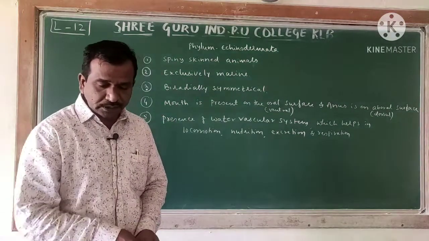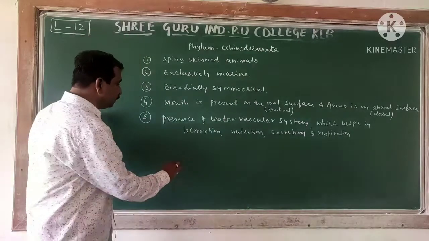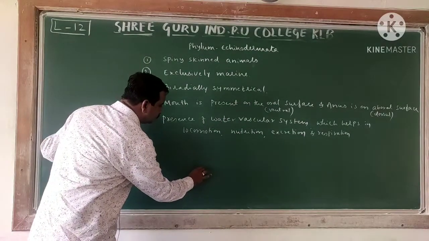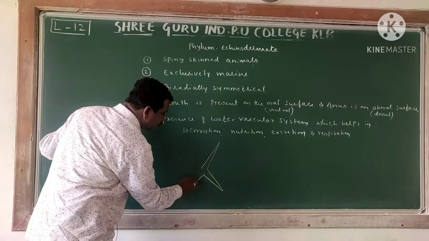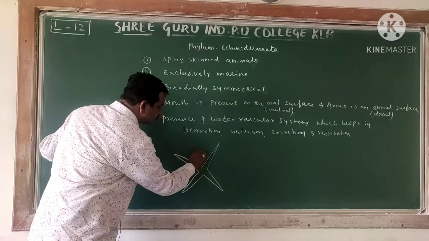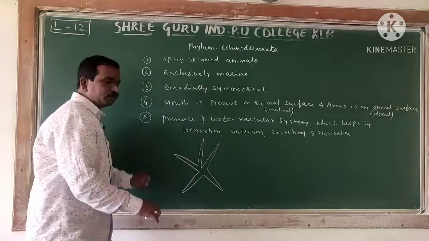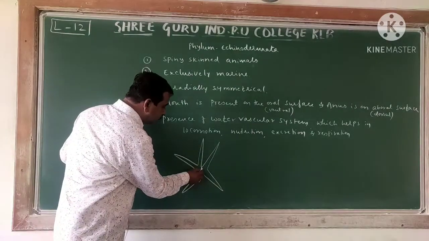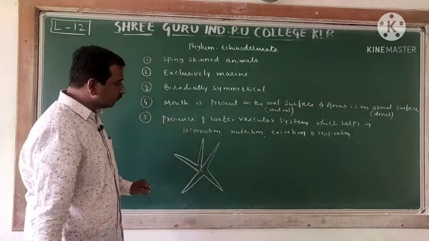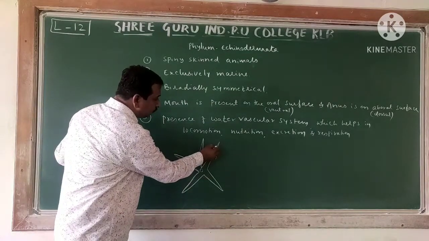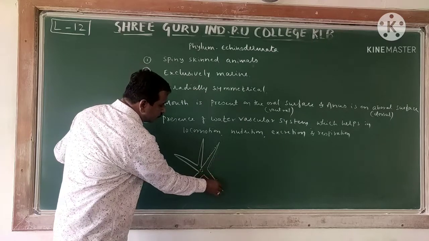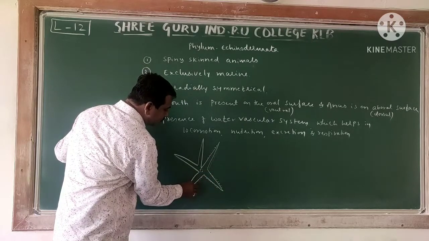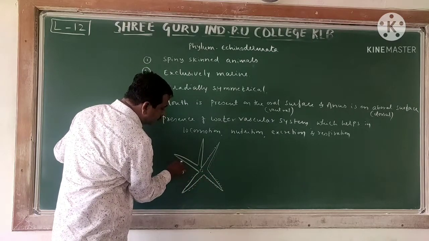We have to observe this in a rough diagram. You can see a starfish, which is the normal example we use. In this starfish the mouth is present on the central surface, and surrounding it you can see the spines. That is why it is considered a spiny skinned animal, or we can call it Echinodermata.